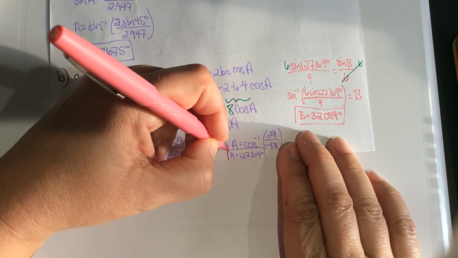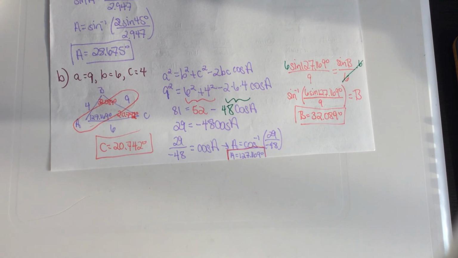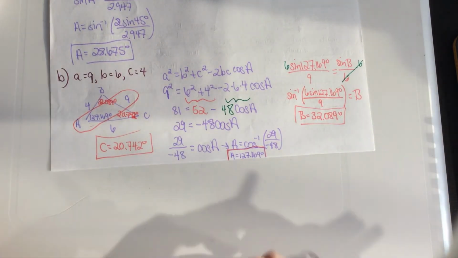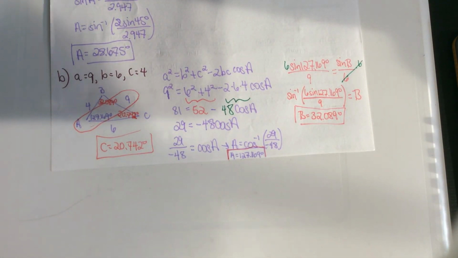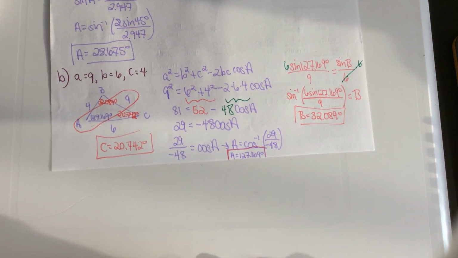Okay. Is that a lot easier? I hope so. And there's no ambiguous case or anything for the law of cosines, so don't worry about that. All right, so I hope you guys are good.